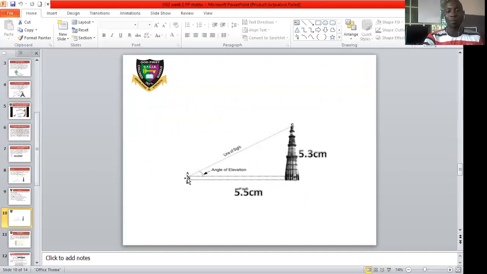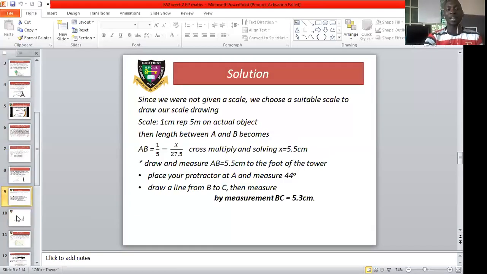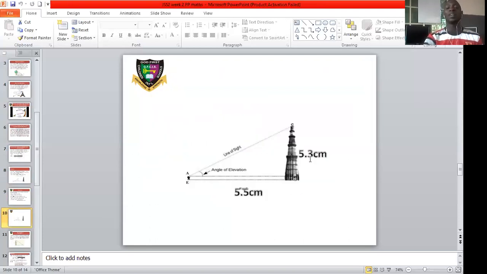So draw a line from B. This is your angle here, from A to C, then draw a line from B to C. When you've gotten your angle, draw a line from B to C, then measure. This is B to C. If you measure it with a ruler, you get 5.3 centimeters.